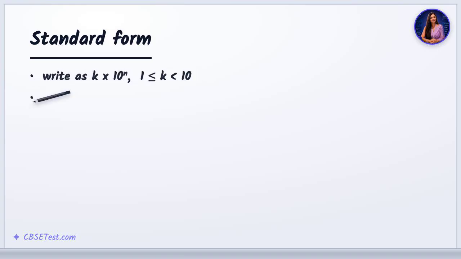Standard or scientific form writes a number as a value between 1 and 10 times the power of 10. So 150,000 is 1.5 times 10 to the 5th, and 0.0004 is 4 times 10 to the minus 4.